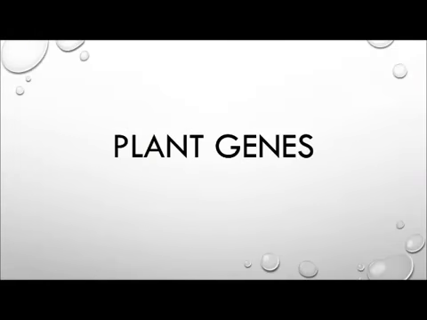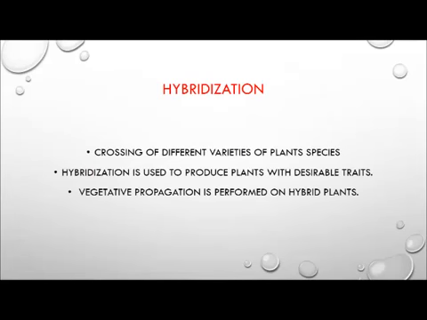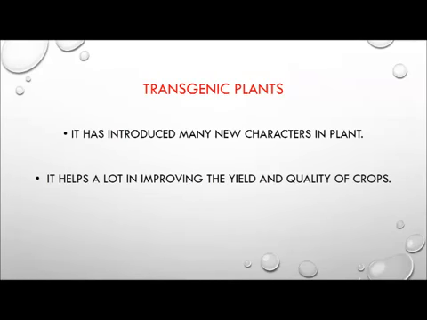Next is on plant genes. Genetic engineering has played an important role in the improvement of plant production. These are the following applications of genetic engineering in plants. First is hybridization. It is the crossing of different varieties of plant species. Hybridization is used to produce plants with desirable traits. Vegetative propagation is performed on hybrid plants. Plants with foreign DNA are called transgenic plants.